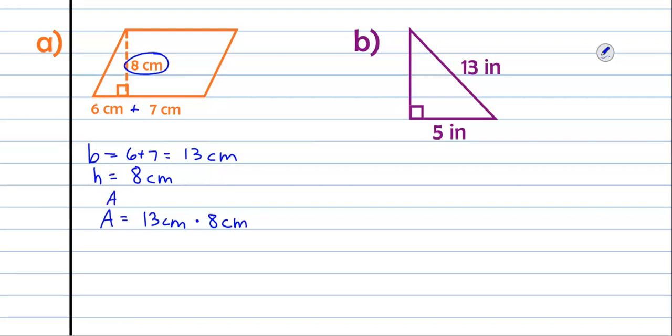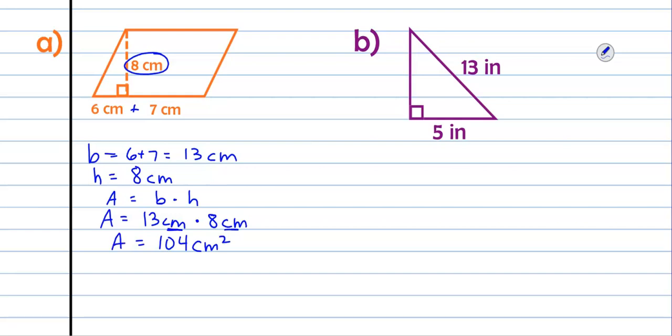I'm going to write down the formula one more time. B times H, just so you guys can have that in your notes. Okay, and then 13 centimeters times 8 centimeters is 104. But then remember, centimeters gets multiplied by centimeters also. Centimeters times centimeters is centimeters squared. So that's our final area answer.